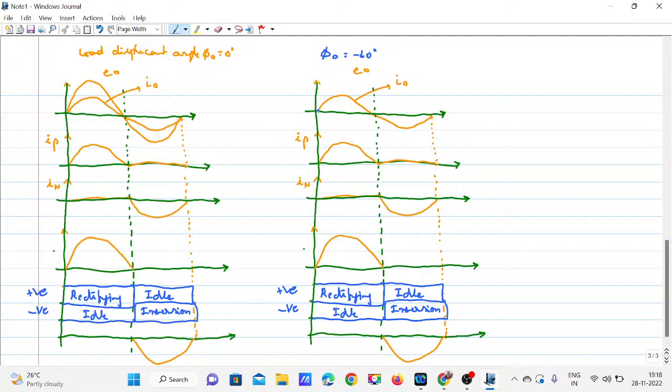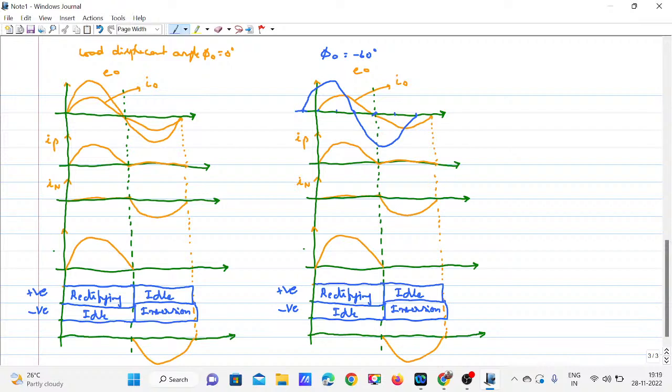So this is 0 degree. So E naught has to start 60 degree ahead. That means somewhere here, this is 180 degree, so 60, 60 degree ahead means here. So from here it has to be started and it has to end here, like this. It should be like this. This is the voltage waveform here.